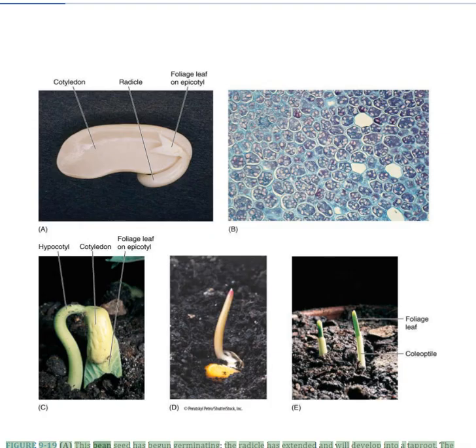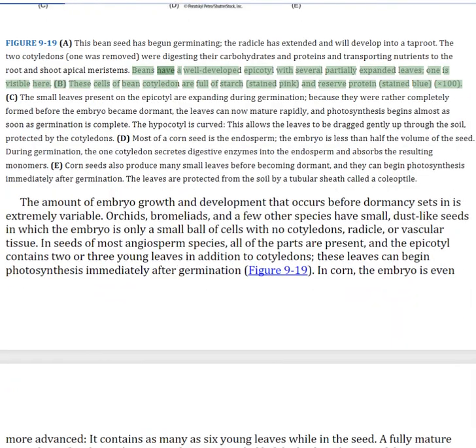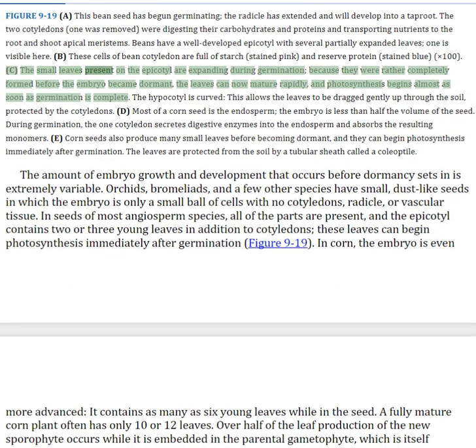Figure 9.19. This bean seed has begun germinating. The radicle has extended and will develop into a taproot. The two cotyledons were digesting their carbohydrates and proteins and transporting nutrients to the root and shoot apical meristems. Beans have a well-developed epicotyl with several partially expanded leaves. One is visible here. These cells of bean cotyledon are full of starch and reserve protein.